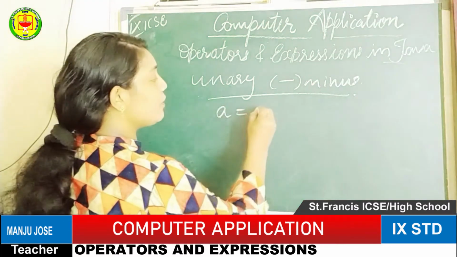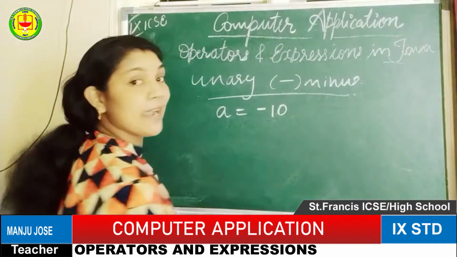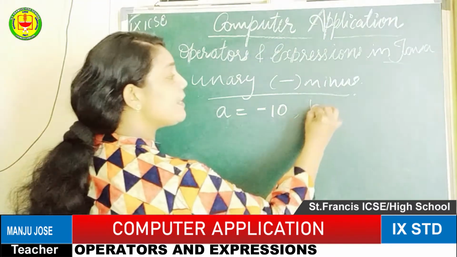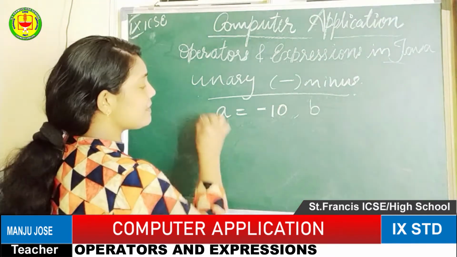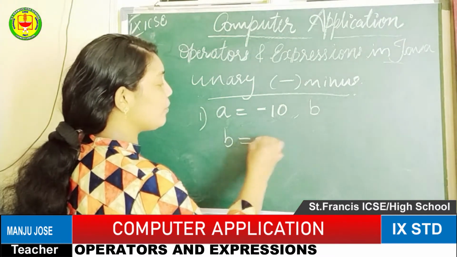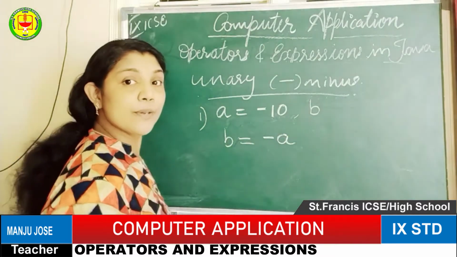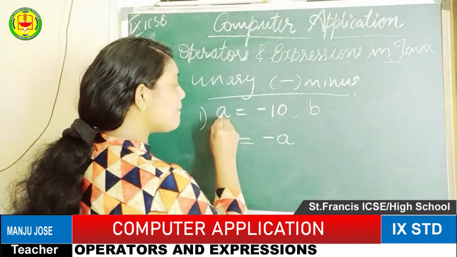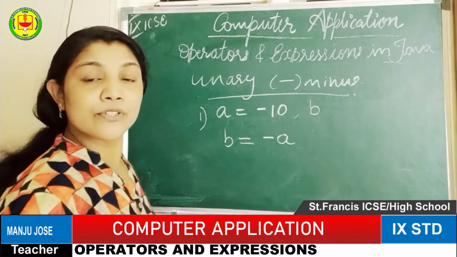So A equal to minus 10 I have given. One more variable I have used, B. The next step I have given is B equal to minus A. So minus A means the variable also gets the minus sign.